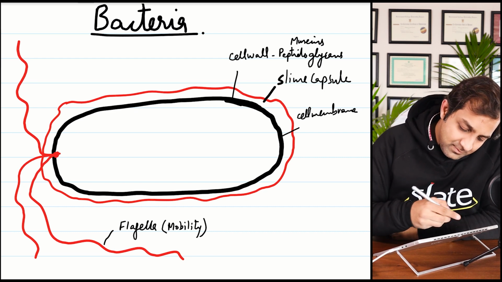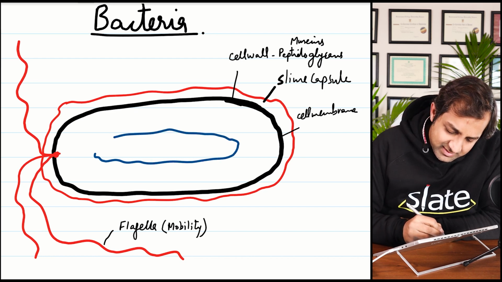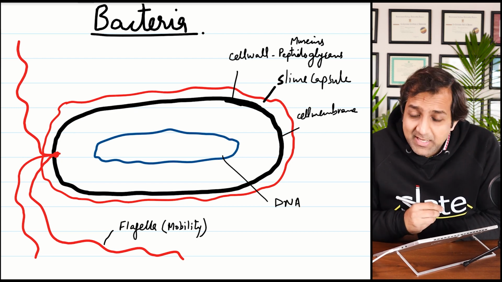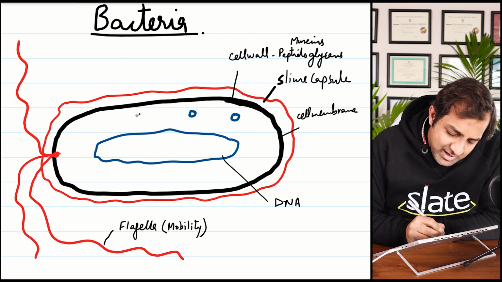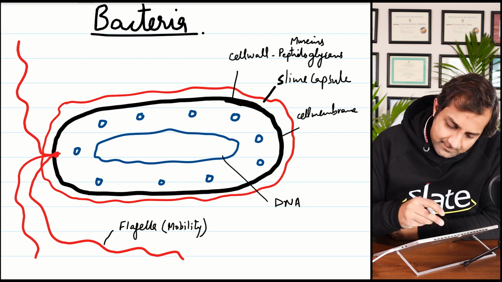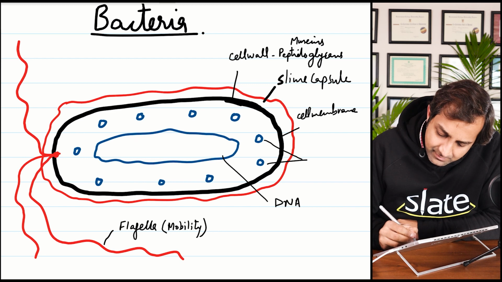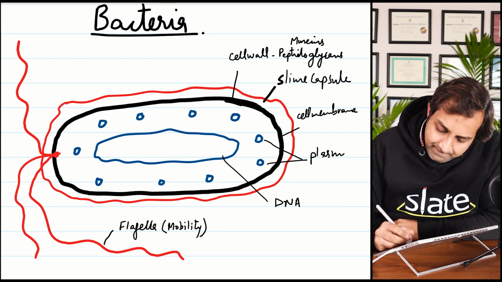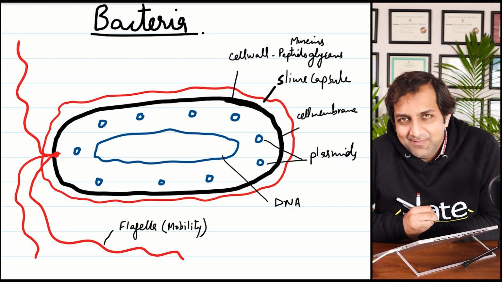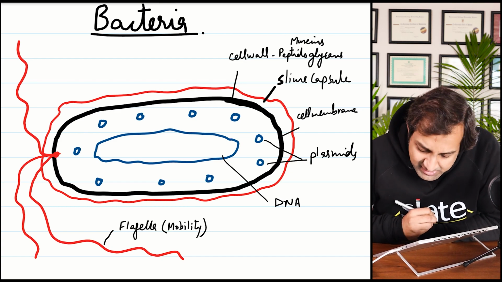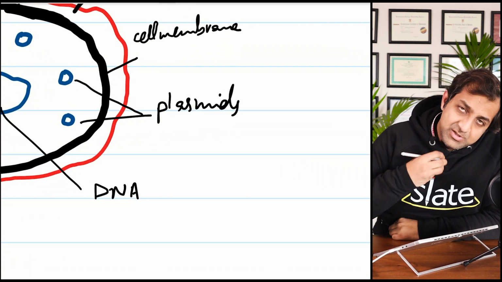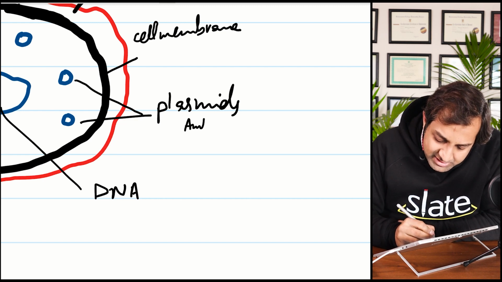Then they have a centralized single ring DNA structure. It is their DNA. And not only this, they also possess small circular rings of DNA which are called plasmids. Bacteria just love to share these plasmids with each other. One of the very important things about plasmids is that along with other genes, they contain genes for antibiotic resistance.